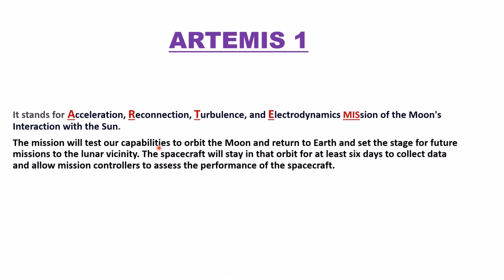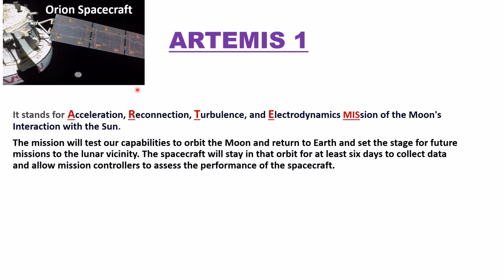What does it do? The mission will test our capabilities to orbit the moon and return to Earth. So go around the moon and come back to Earth and set the stage for future missions to the lunar vicinity. The spacecraft will stay in that orbit for at least 6 days to collect data and allow mission controllers to assess the performance of the spacecraft. So this is the spacecraft, students. It is called as Orion spacecraft.